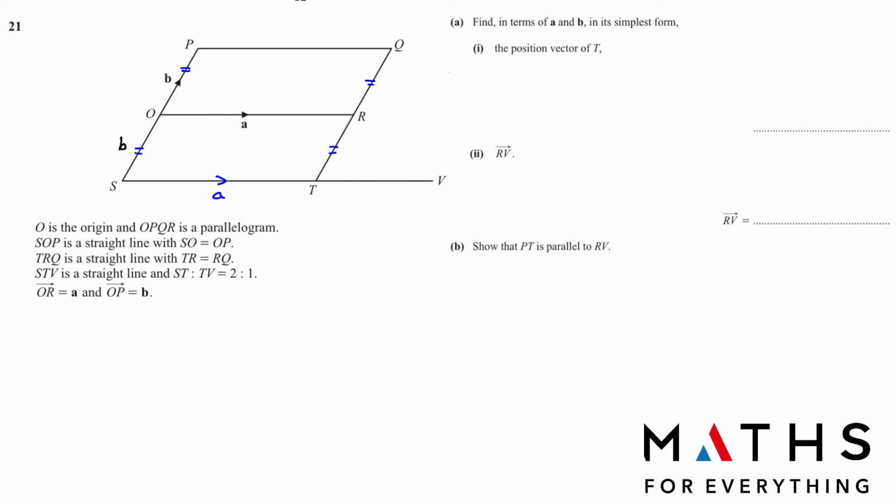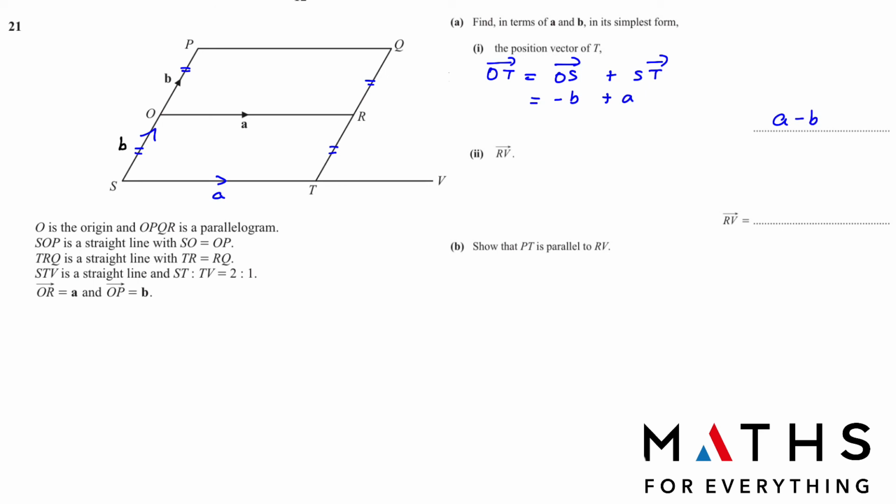Now to go from O to T, how can we go? We want the position vector, so it means we want OT. So we can go from OS to ST. OS will be negative b, as b is in this direction. The direction is important. So now it will become negative b and ST is a. So negative b plus a. If you want to write the positive first, you can do that.